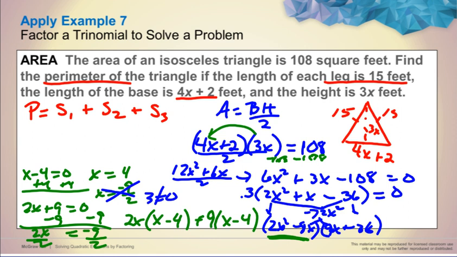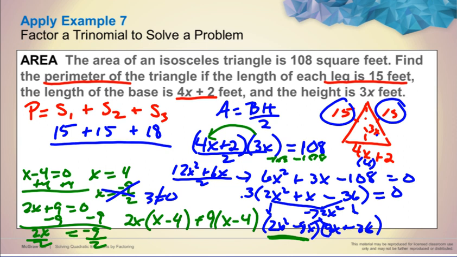So if I put 4 in for x, I now have 4 times 4 is 16. 16 plus 2 is 18. So the base is 18, and my two sides of 15. This will give me a total perimeter of 48 feet.